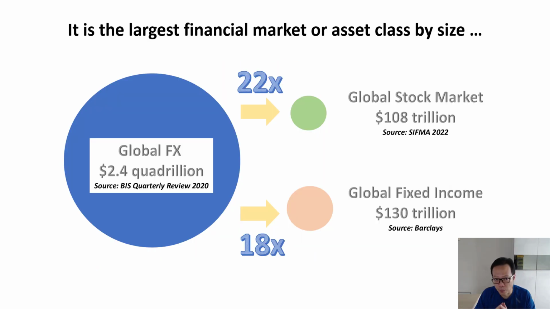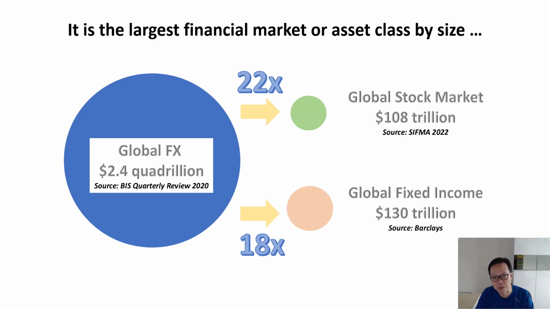And for those who are not aware, FX is actually the largest financial market in the world by size. It is way bigger than both the global stock market or the global fixed income market combined. So its size is 2.4 quadrillion. So that is 2,400 trillion, which is about 22 times the size of the global stock market and 18 times the size of the global fixed income market.